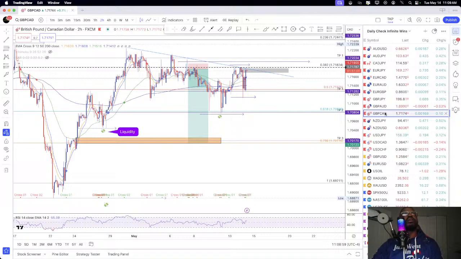Ooh. Okay, it looks like we're getting a little rejection right there at that double top. Really need to wait until this candle plays out.